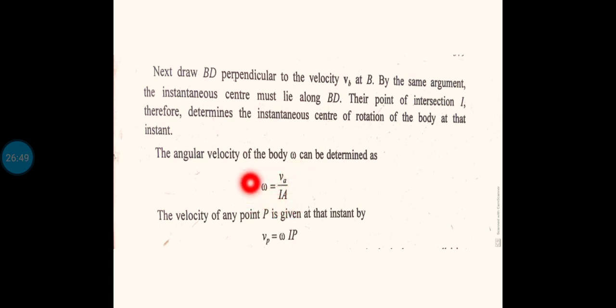Then you will get omega. Once you have omega, if you want to find the velocity of some other point which is not known to us, we identify the distance from the instantaneous center to the point where we want to find the linear velocity. Then we multiply that distance by the angular velocity, and you will get the linear velocity at that point. Okay, that is the common method.